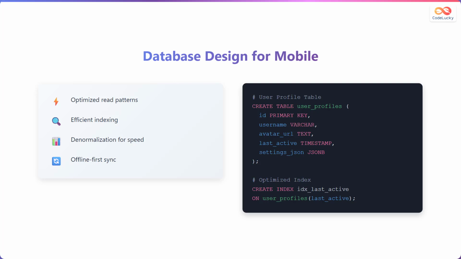Here is an example of user profile table creation. Create table statement is used to create a user profiles table. The fields ID with primary key, username with varchar data type, avatar URL with text data type, last active with timestamp data type, and settings JSON with JSON data type are the table columns. An optimized index can be created using create index statement, which creates index named idx_last_active on user profiles table with last active field.